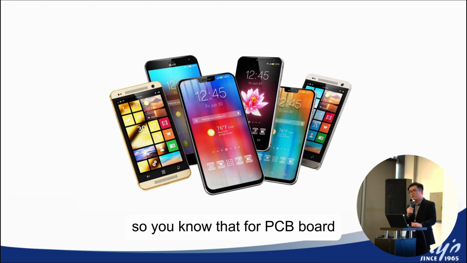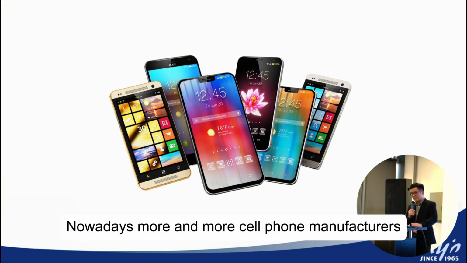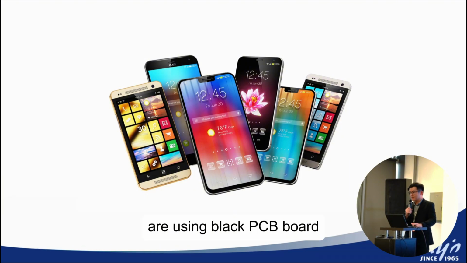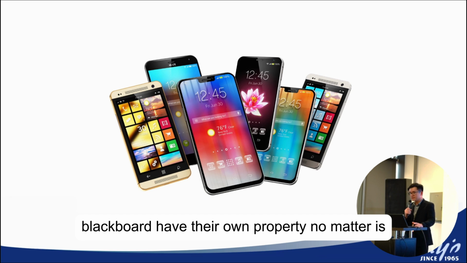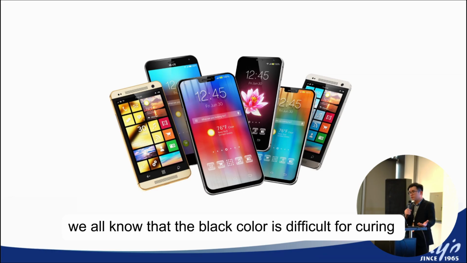So you know that for PCB board, there are different kinds of color. You have green, you have blue, you have red, you have white, you have black. Nowadays, more and more cell phone manufacturers are using black PCB board for their internal part. One of the reasons is that black board has its own property, no matter if it's the elegance or some heat dissipating power. But we all know that the black color is difficult for curing.